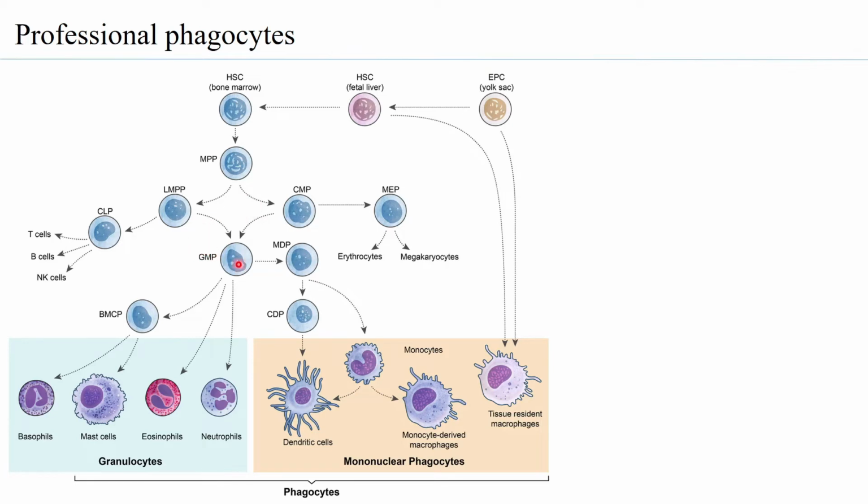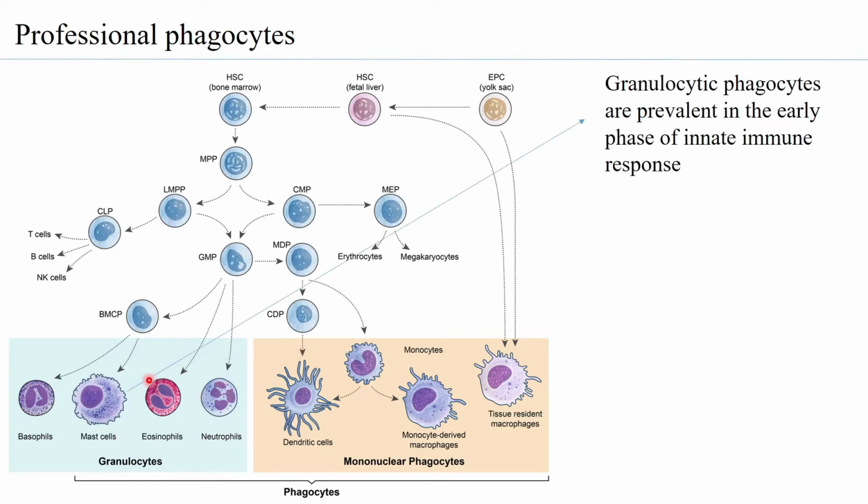Moreover, what has been observed is that when it goes to the granulocyte monocyte progenitor, then it forms the basophil and monocyte progenitor, and that gives rise to basophils, mast cells, eosinophils, and neutrophils. So basically, it is giving rise to granulocytes. And all of these are able to carry out phagocytosis, especially neutrophils.